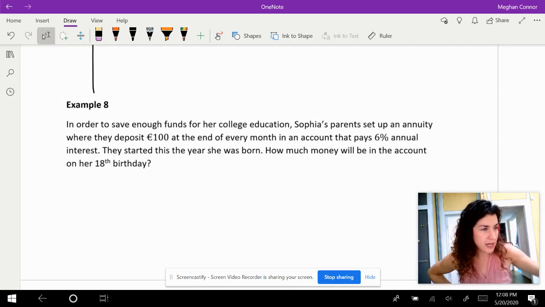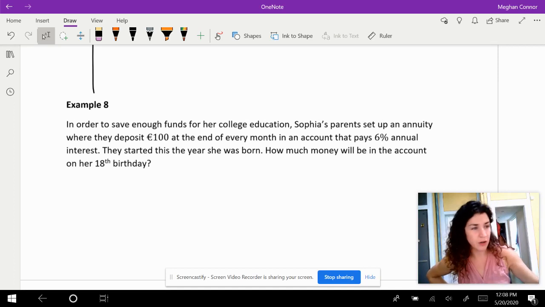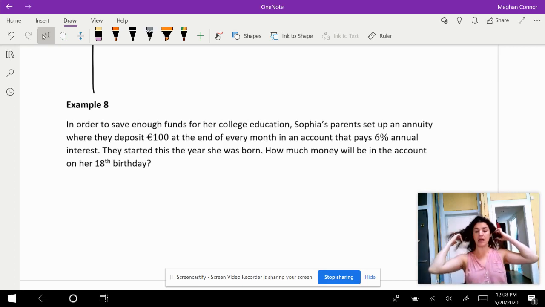Example 8. In order to save enough money for her college education, because this is a very common application of this, Sophia's parents set up an annuity where they deposit 100 euros at the end of every month in an account that pays 6% annual interest. They started this the year she was born. How much money will be in the account on her 18th birthday?